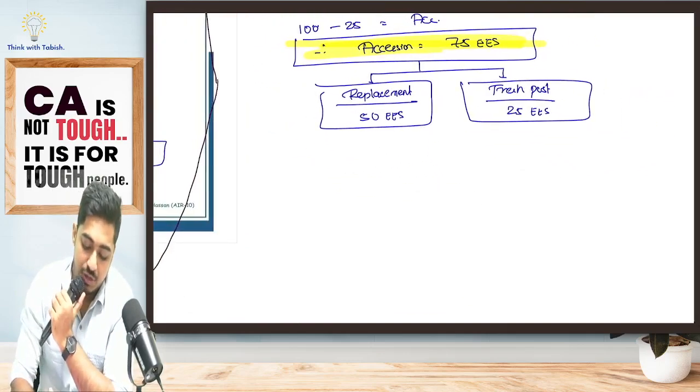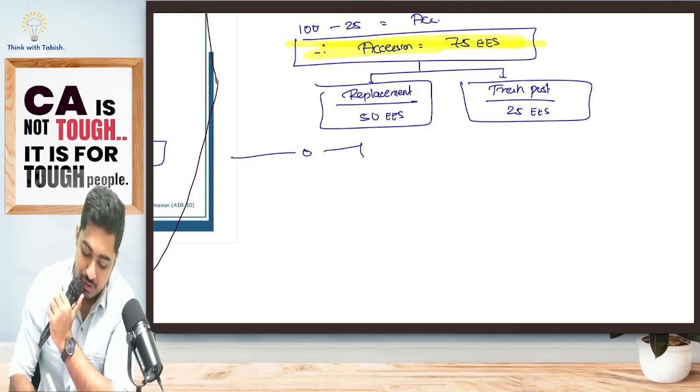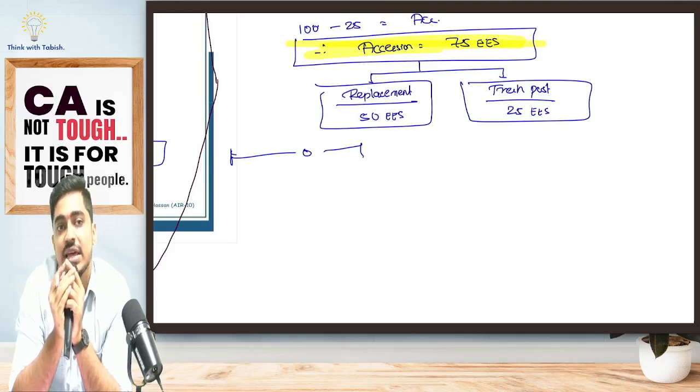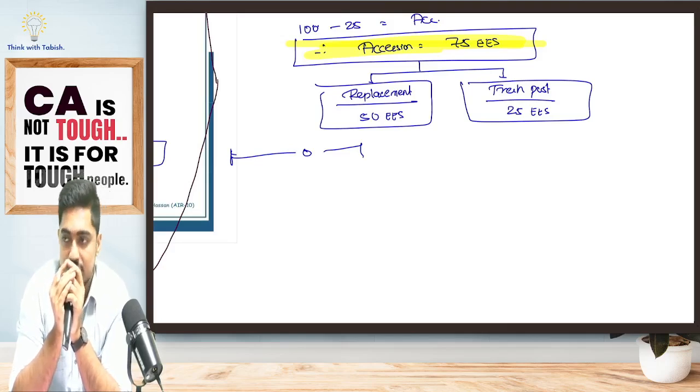Now, because we know a bit of concepts, let us try doing some fun here. Okay, average employees I calculated. Based on this, is it possible to calculate opening as well as closing number of employees?